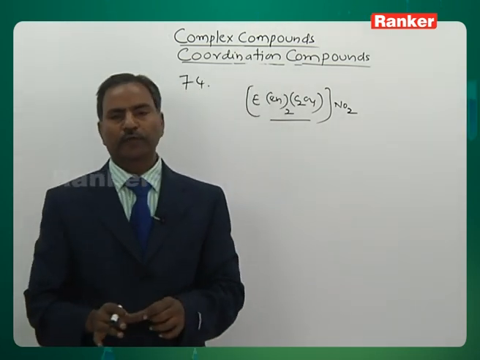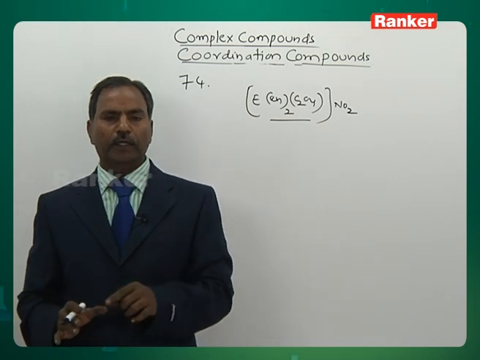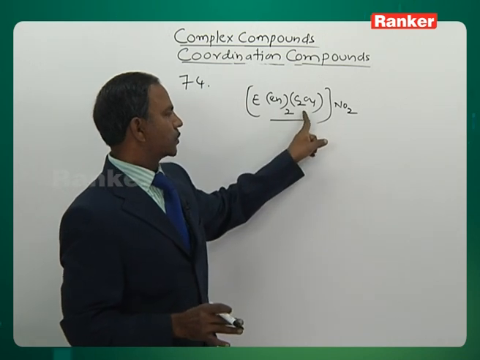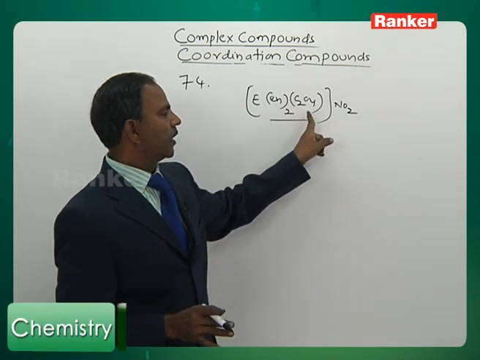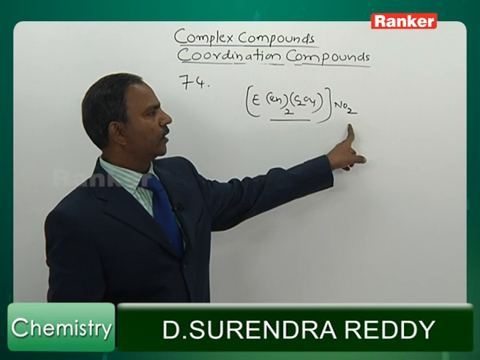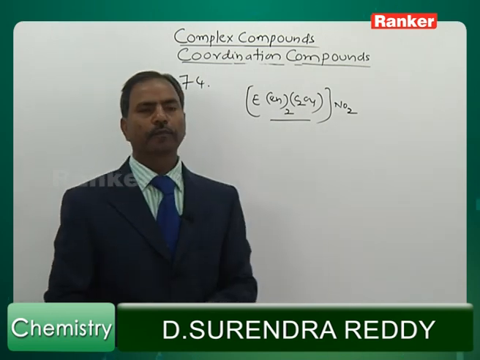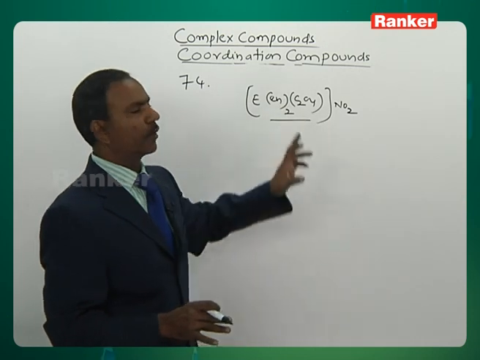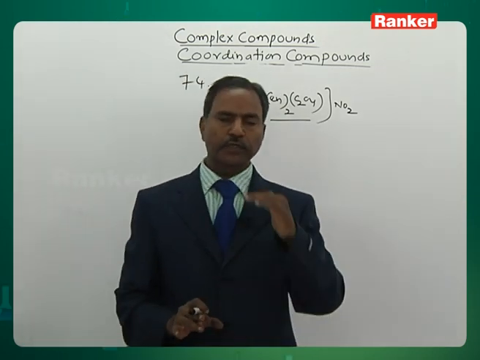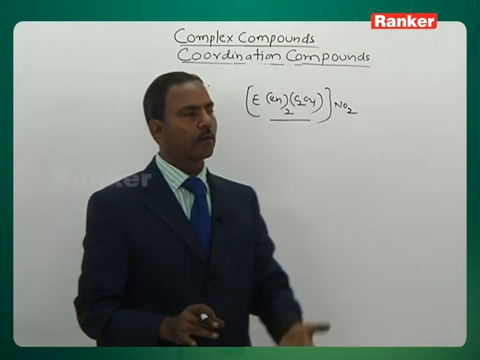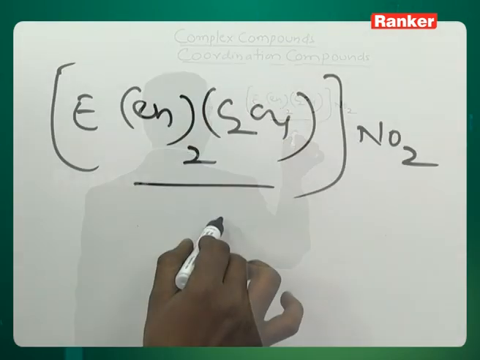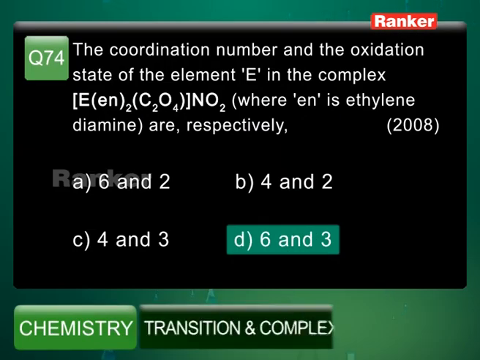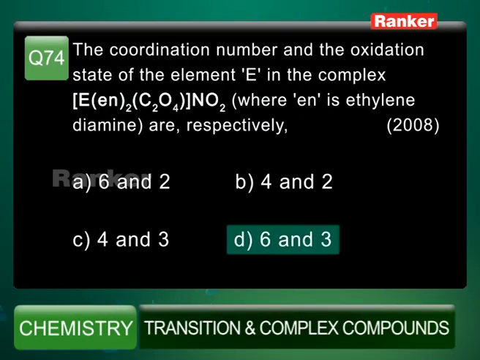Now the coordination number and oxidation state of the metal. en is neutral, oxalate is -2, and one more -1 is there as the counter ion. So the oxidation number comes to +3 and the coordination number comes to 6. Therefore, option D is the answer: coordination number 6 and oxidation number +3.